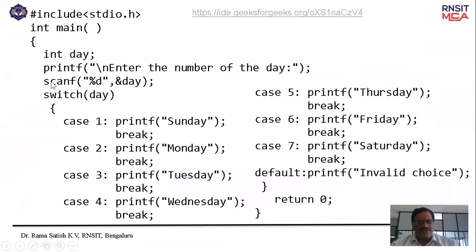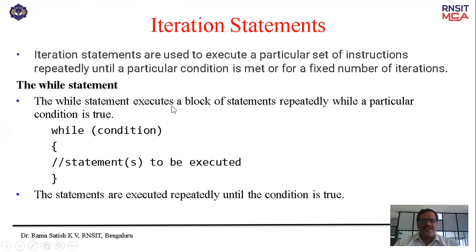After understanding the switch case statement, let us understand iteration statements. Iteration statements are statements that repeat a set of statements based on some condition. If the condition is true, it will keep on executing the same statements. Until the condition is true, it is executed. Once the condition becomes false, it will come out of the loop. So that is the logic behind this.